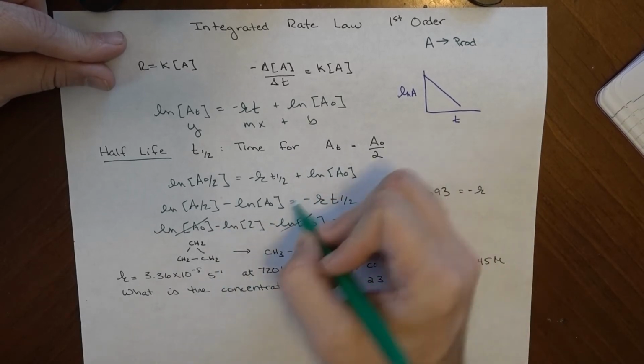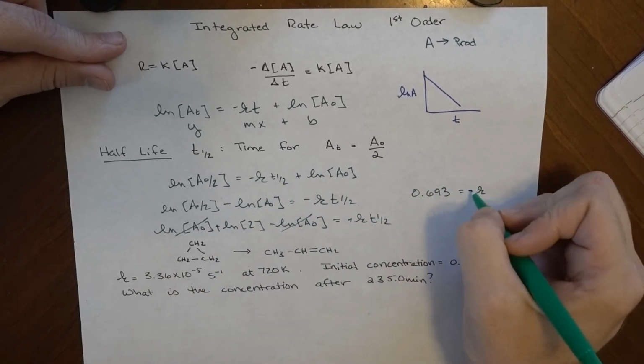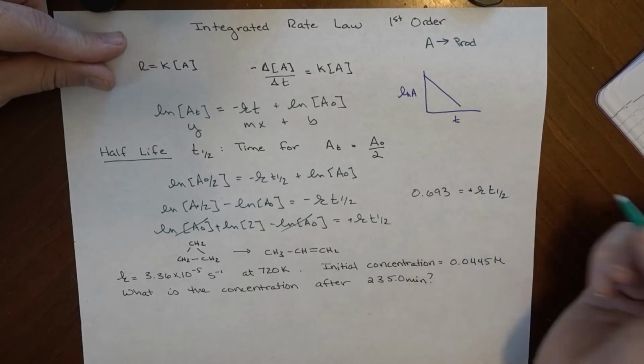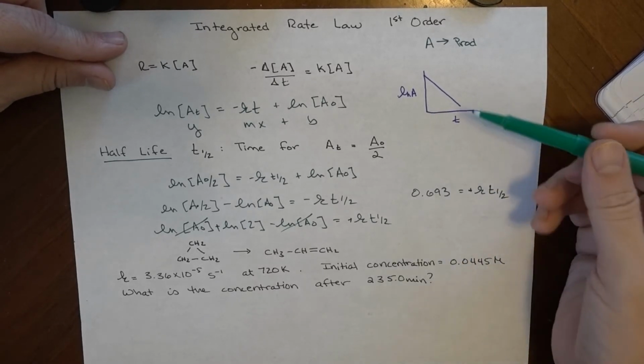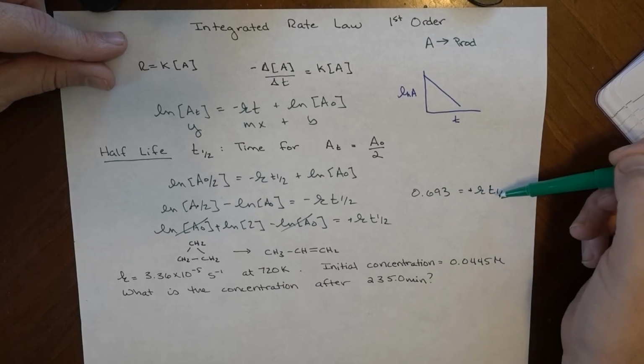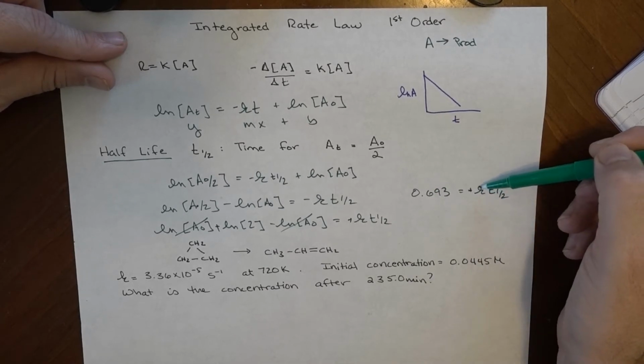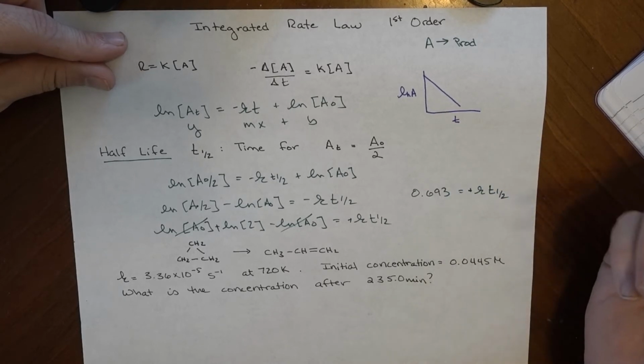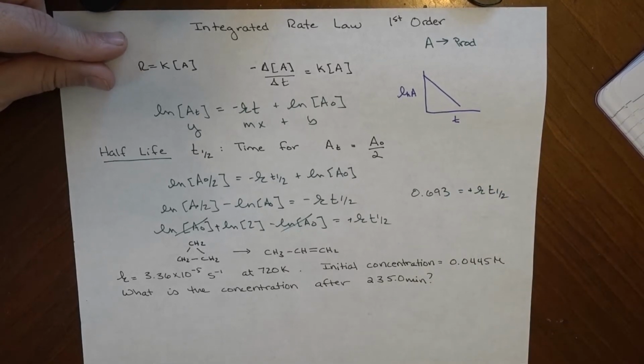and that's equal to k t one half. There's a negative there, so those two end up becoming positive. Okay, so now we have a number, and if we know the half-life, then we can get the rate constant, or if we know the rate constant, we can get the half-life, just with that number right there. So it's a relatively handy thing.